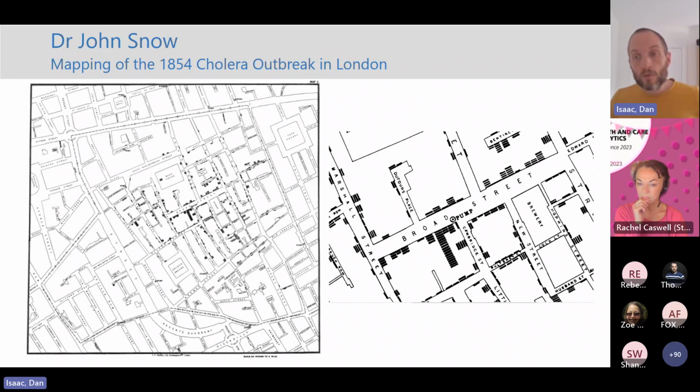They removed the handle from the water pump, and that was enough to stop the spread of cholera at this time and effectively save lives. The science didn't exist at the time for people to know that cholera was a waterborne disease and that it could have been spread through that water pump. However, this data visualization provided that insight.